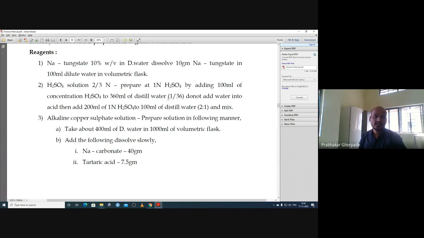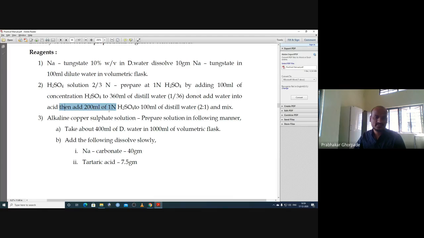Do not add water to the acid. Whenever we are adding concentrated acid like H2SO4, always remember you don't add water into the acid. You have to add acid into the water, and that too slowly. If you take acid and try to add water into it, it flashes out and it can damage your eyes, skin, or go all over your body. So that is risky. Remember, take acid and slowly add it to the water.